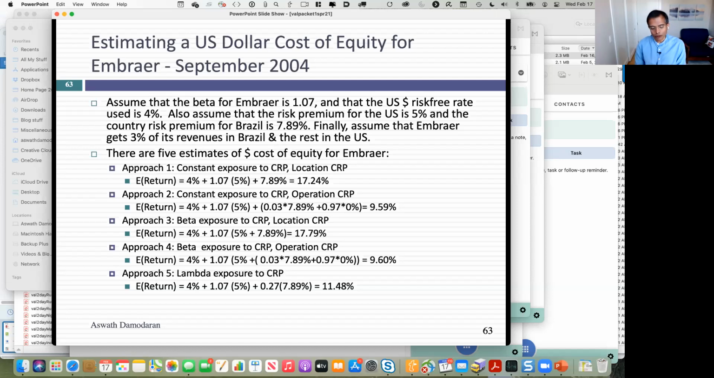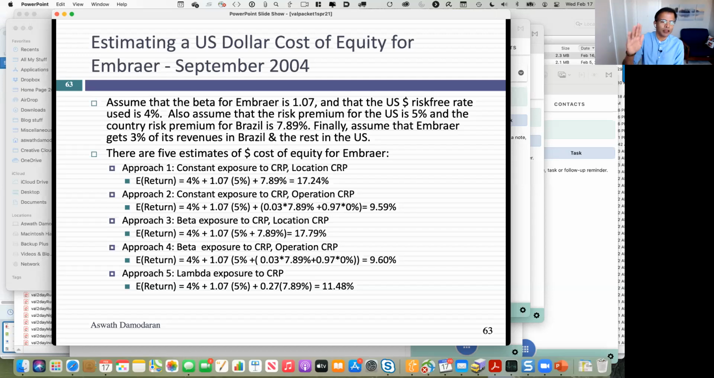In the second approach, here's what I do. I use a weighted average equity risk premium. The weighted average equity risk premium is 3% of my revenues come from Brazil, 97% from the US. The US has no additional country risk premium. That gives me a much lower number. Notice just the first 2 numbers. They're both in dollar terms. If I use the bludgeon approach, I get 17%. If I finesse the equity risk premium to reflect where revenues come from, I get only 9.6%.